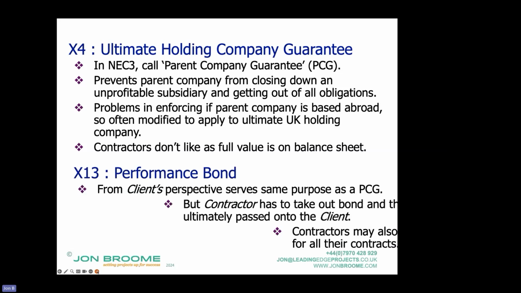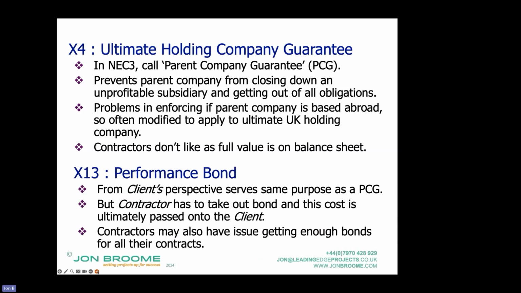The other tool for doing this is a performance bond. It serves the same purpose as a parent company guarantee, in that if the contractor, the actual one you're employing, shuts down, becomes insolvent, then what happens is the contractor has taken out a bond with a financial company, and if they become insolvent, go out of business, then the client can claim on that financial organization for the value of the extra cost incurred as a result of having to get in another contractor to finish off the works.